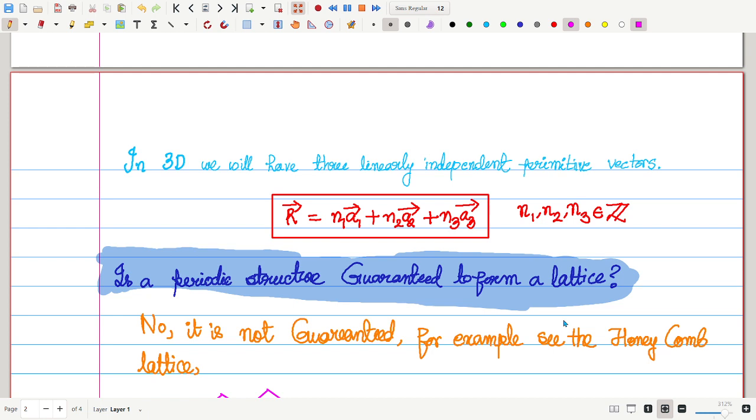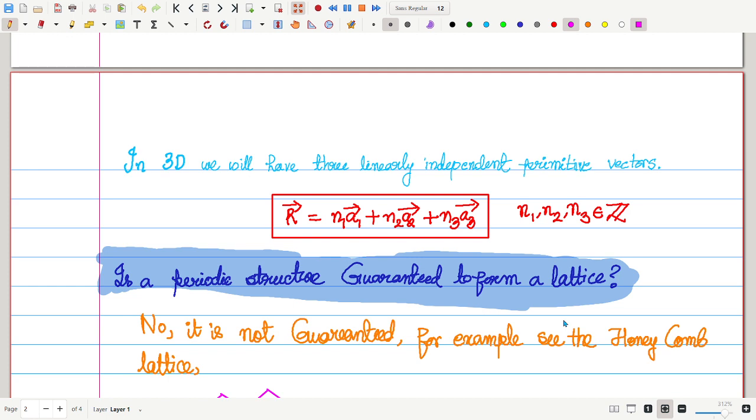Okay. But what we are supposed to do with the lattice is tile a space. We are supposed to describe a 2D space or a 3D space which is periodic in nature, which has periodic components. That raises a question: is a periodic structure guaranteed to form a lattice? If a structure is periodic, will it form a lattice?